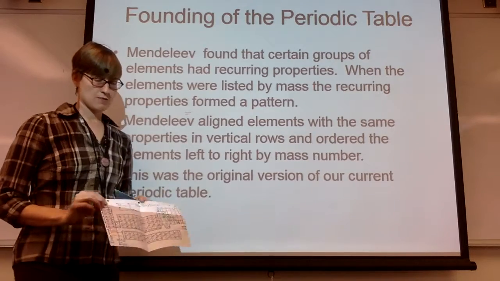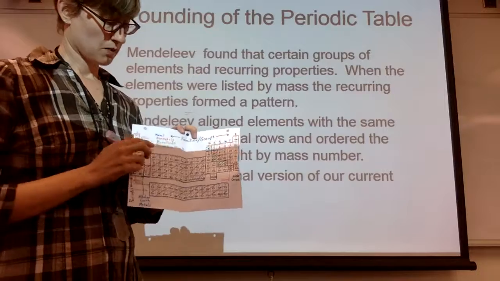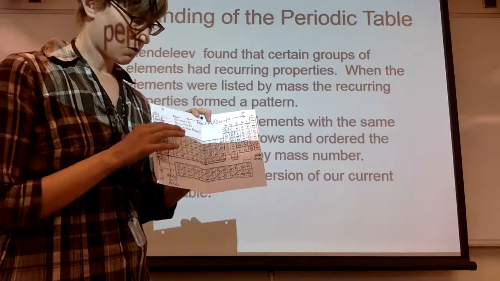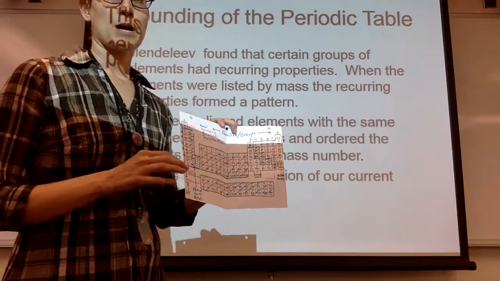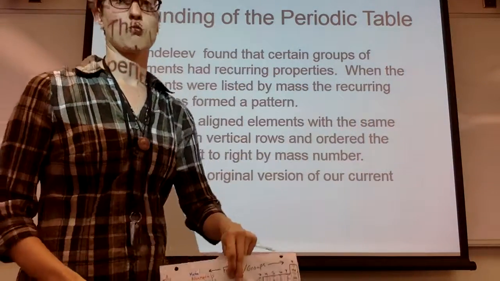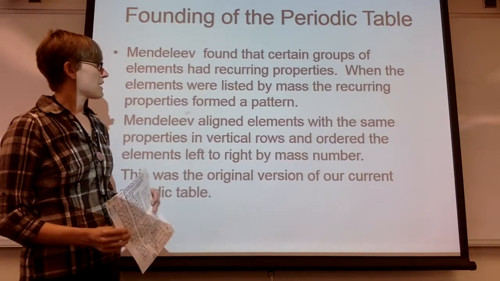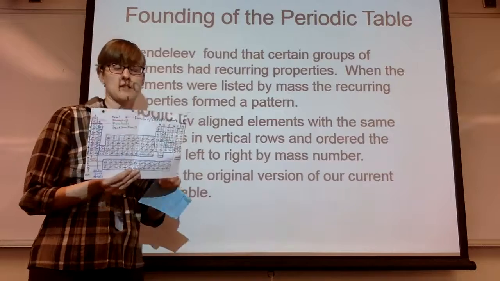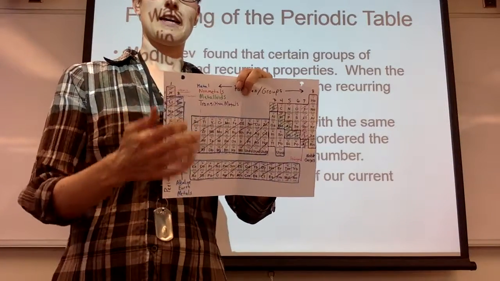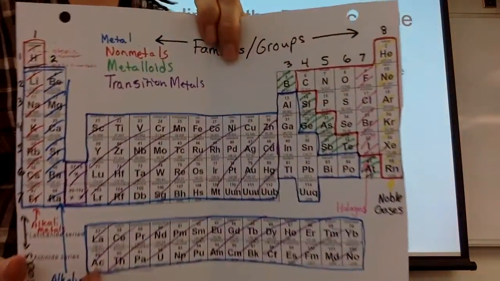And so what Mendeleev did was he took the elements they knew of and aligned the elements in vertical rows by property. So elements that had similar properties are in the same vertical row. And to this day, we still use this general idea of elements in the same column have similar properties. The other thing he did was he ordered them by mass.